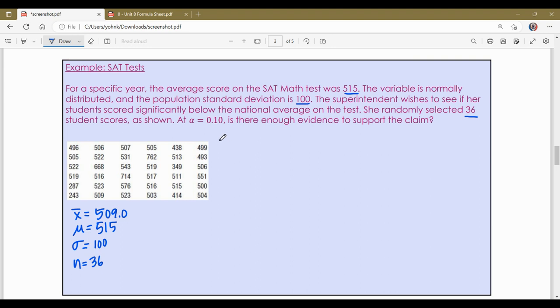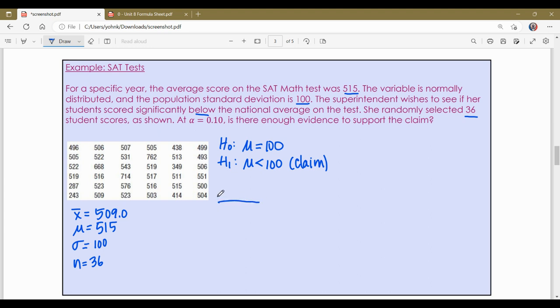First step is to identify the hypotheses and the claim. So my null hypothesis and my alternative hypothesis. My null hypothesis is mu equals 100. My alternative hypothesis is, since it's below, I'm going to say mu is less than 100. And this is the superintendent's claim.